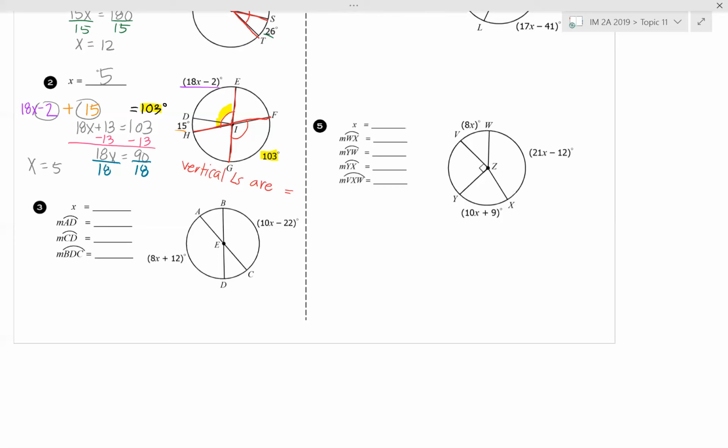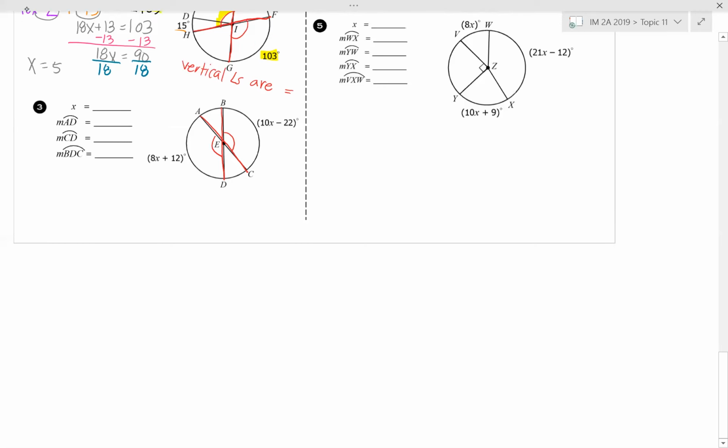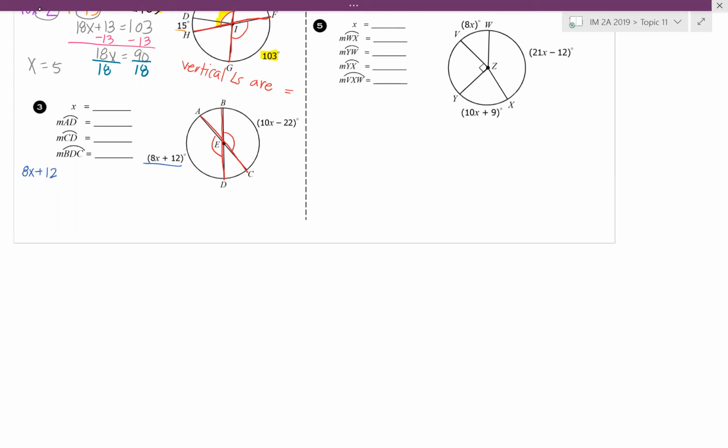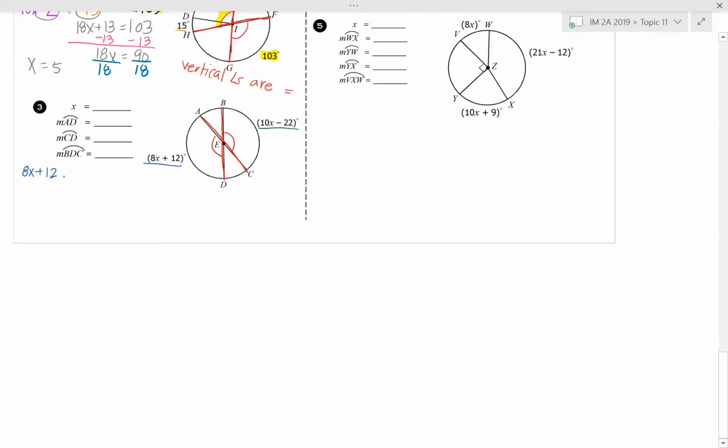So in problem 3, we're going to use the same strategy that we used in the last problem, where if I see diameters, so BD is a diameter and AC is a diameter, those create vertical angles. That means that the two angles that I'm given are actually equal. So I can say that 8x plus 12 is equal to 10x minus 22 because I have vertical central angles.